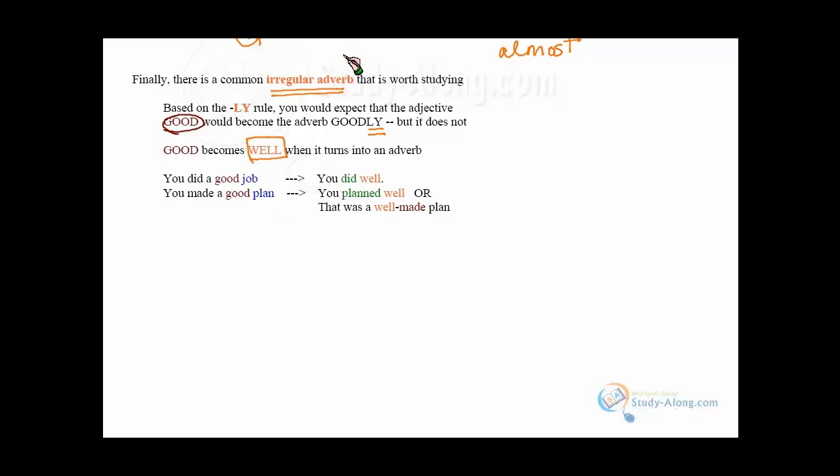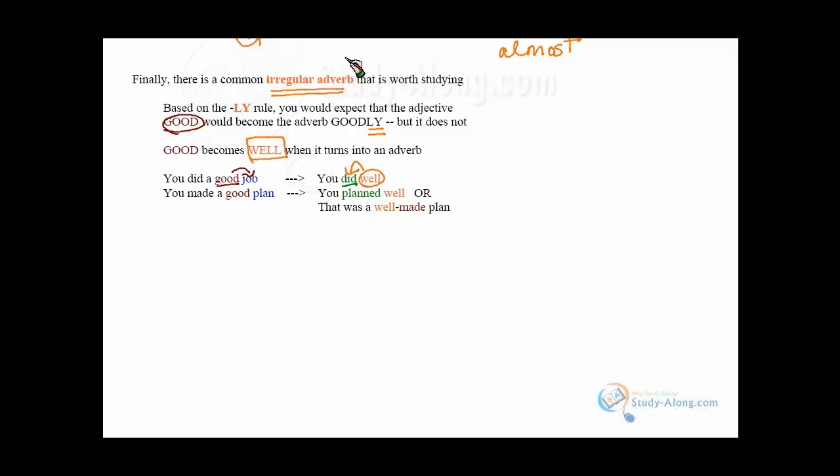So I say you did a good job, right? The job you did, which is the thing. What kind of job was it? It was good, so good is an adjective describing job. But what if I want to describe the action that I took? How did I do? You did well. Right? Adverb describing the action did.